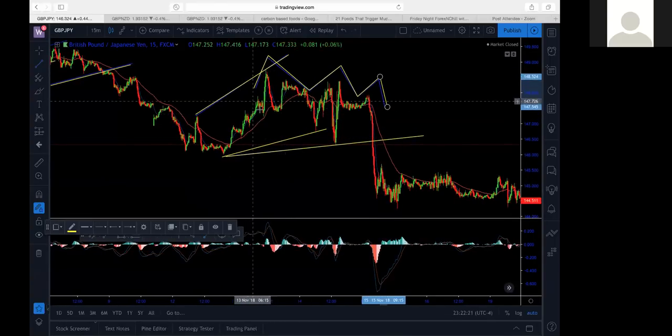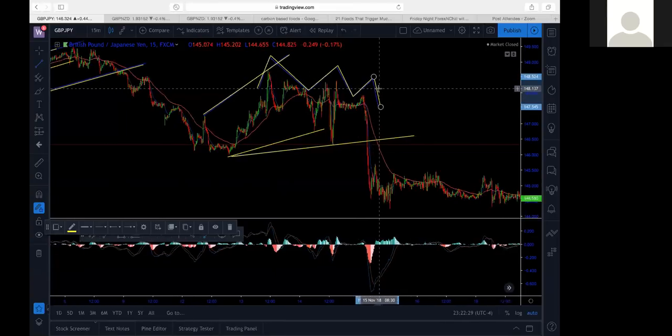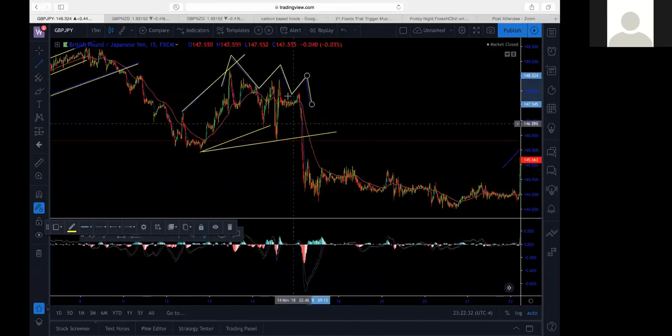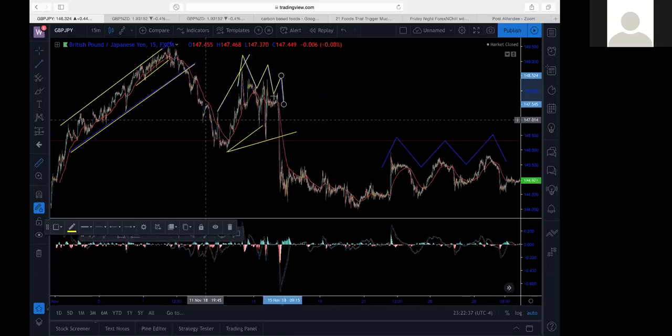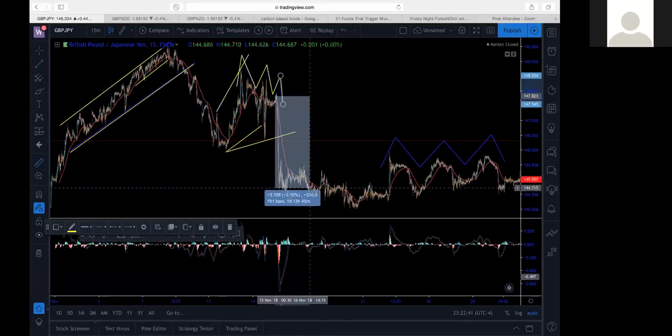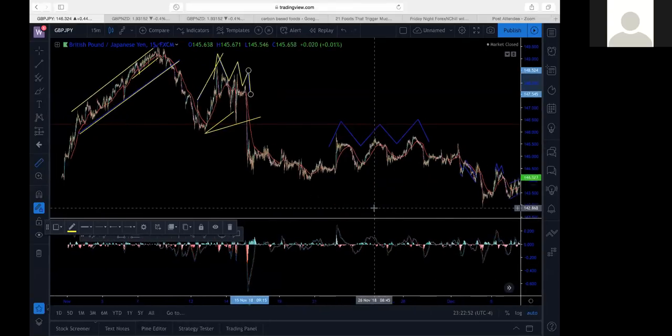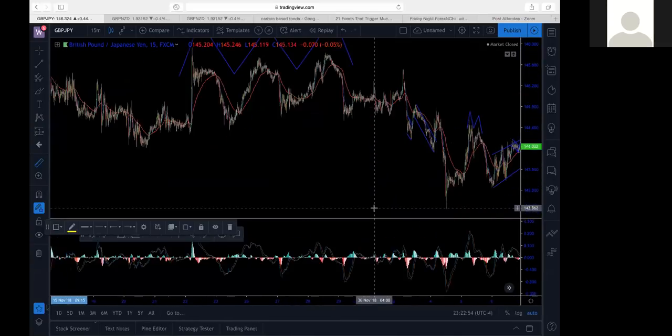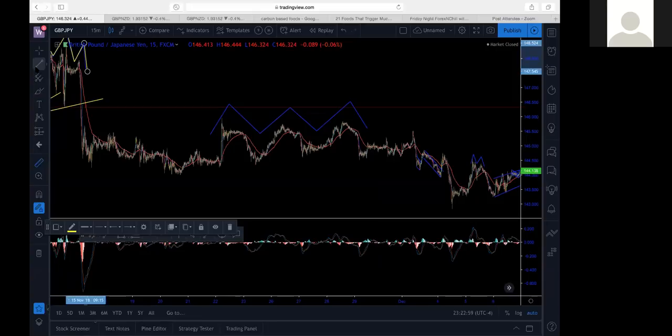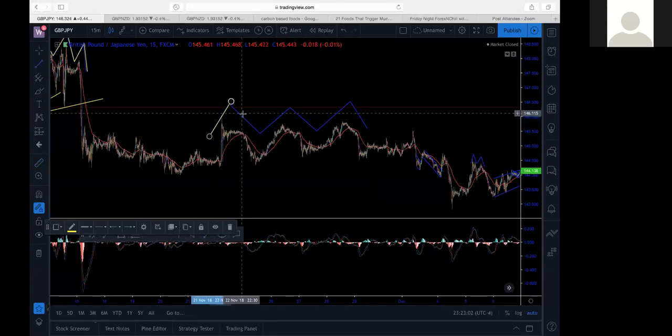Well, with this bilateral flag though, this turned into a triple top. And the larger the pattern, the larger the move will come after the pattern. So from here, what, 375 pips just by knowing the pattern. And so here go another triple top.